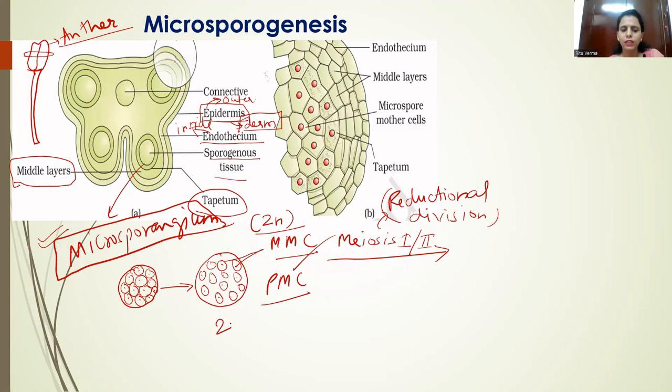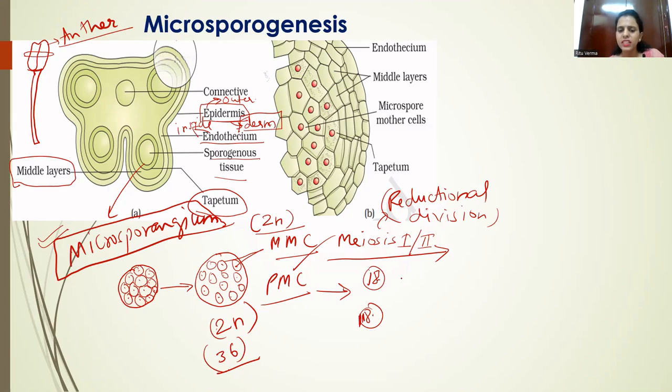For example, if there are 36 chromosomes in this particular microspore mother cell, and now the pollen grains or microspores are formed, how many chromosomes will be present inside each pollen grain or microspore? 18 chromosomes each.